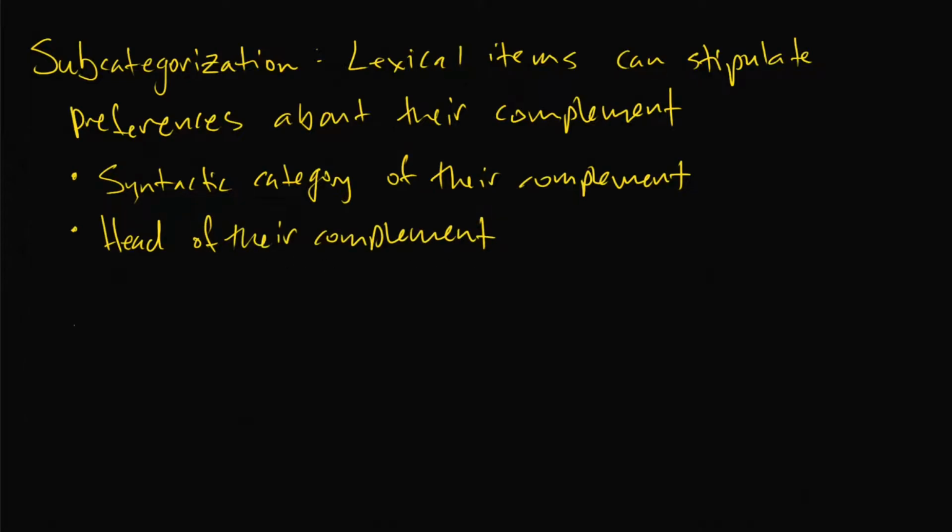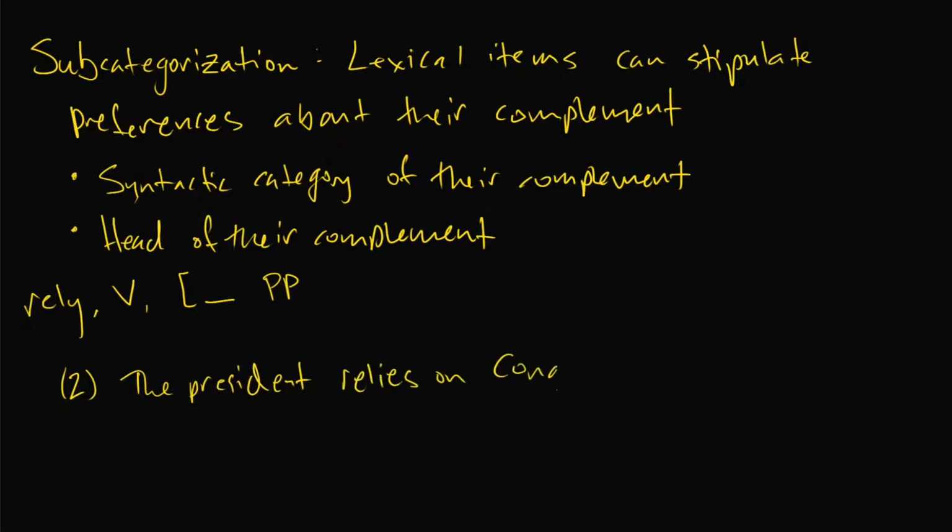So a couple of weeks ago we were talking about the verb rely, which has to have a prepositional phrase complement. This is shown by the possibility for a sentence like, the president relies on Congress, and the impossibility of a sentence like, the president relies. So there has to be a prepositional phrase complement.